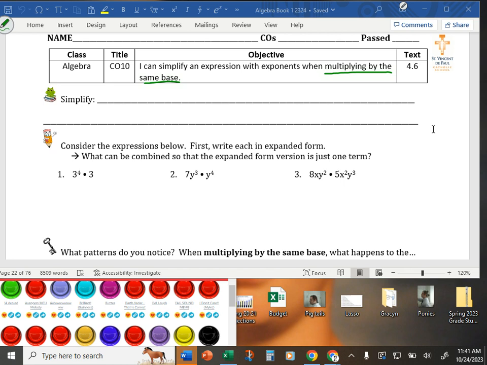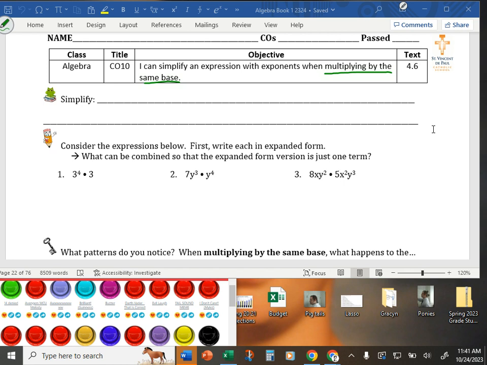And back to P09, we talked about what is a coefficient, what is a base. The reason why that matters, the vocab, if you don't know what a base is, then how are you going to know what a same base is? If you don't know what a same base is, how do you know that you're multiplying by the same base? If you don't know that you're multiplying by the same base, how are you going to complete CO10? So knowing those vocab words, you're going to see immediately that they matter.